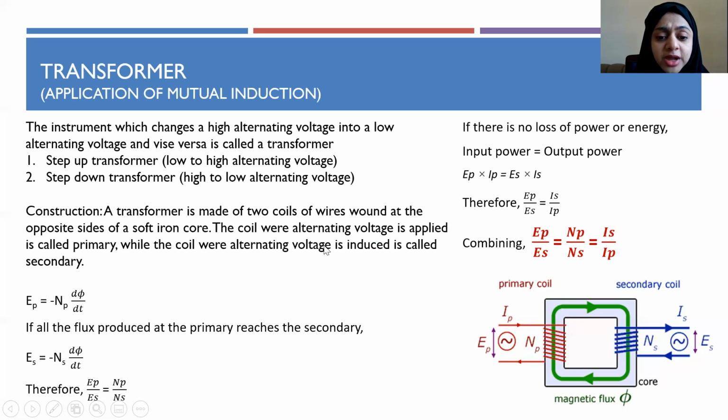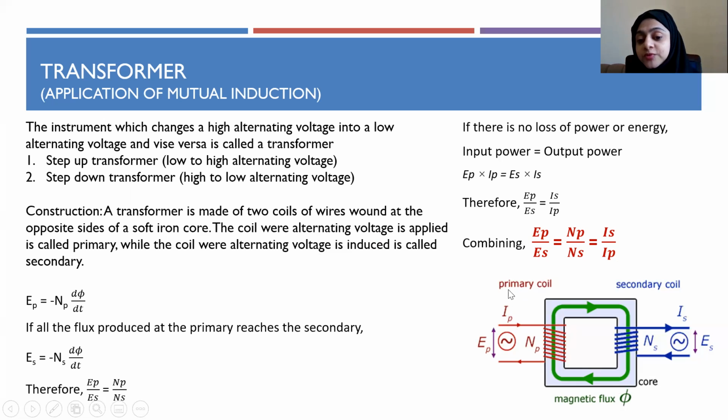Now the coil where alternating voltage is applied is called the primary, while the coil where alternating voltage is induced or produced is called the secondary. As we saw in mutual inductance, when we apply current to a primary coil, what happens? In a nearby secondary coil, an EMF is induced. So if you are applying an alternating current or alternating voltage in the primary, you will get back an alternating EMF or alternating current in the secondary coil by mutual induction.